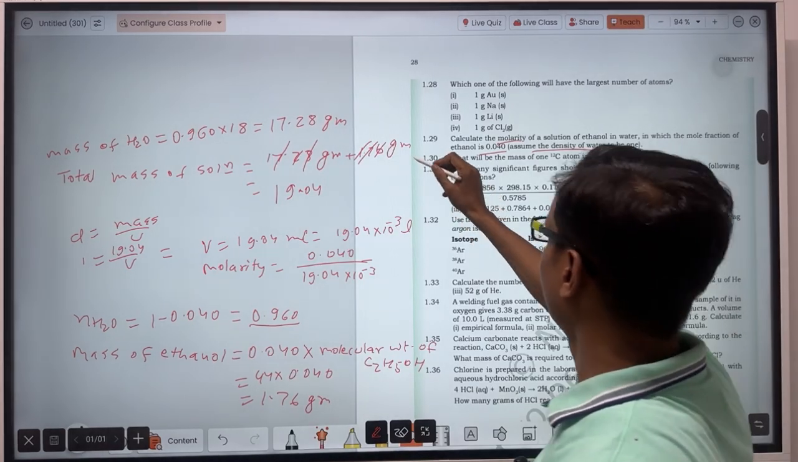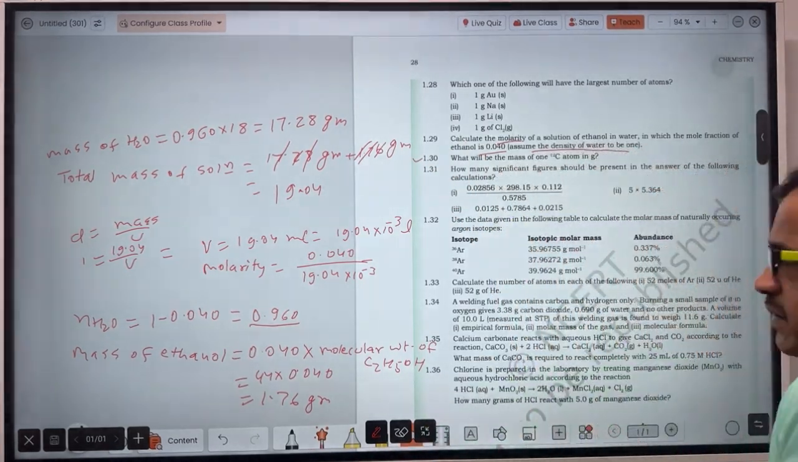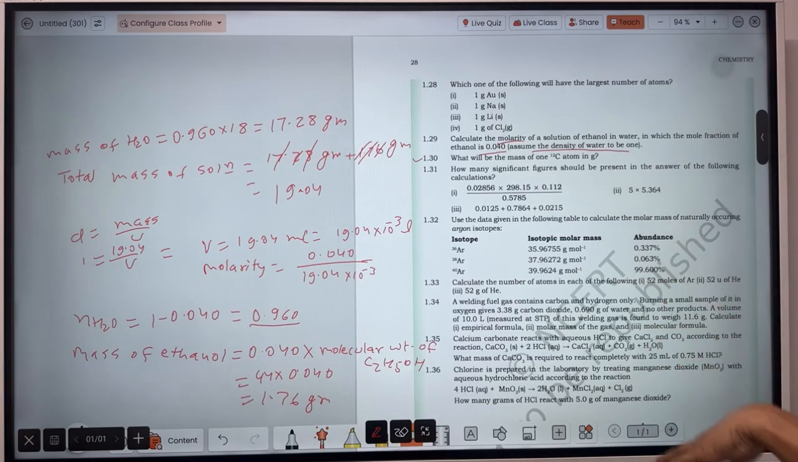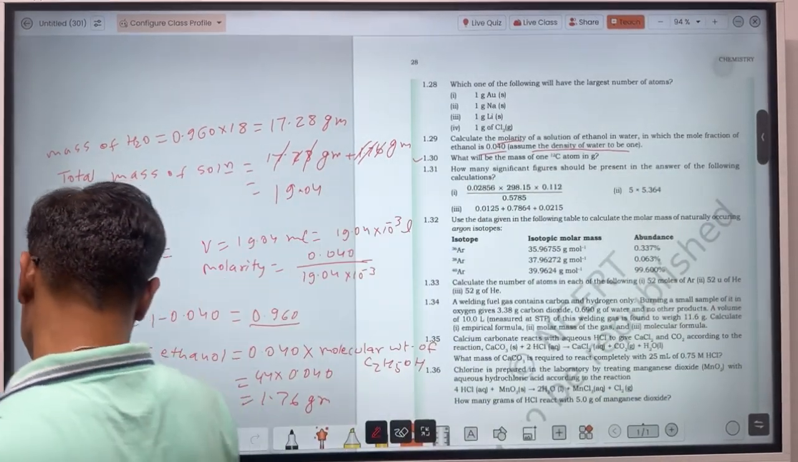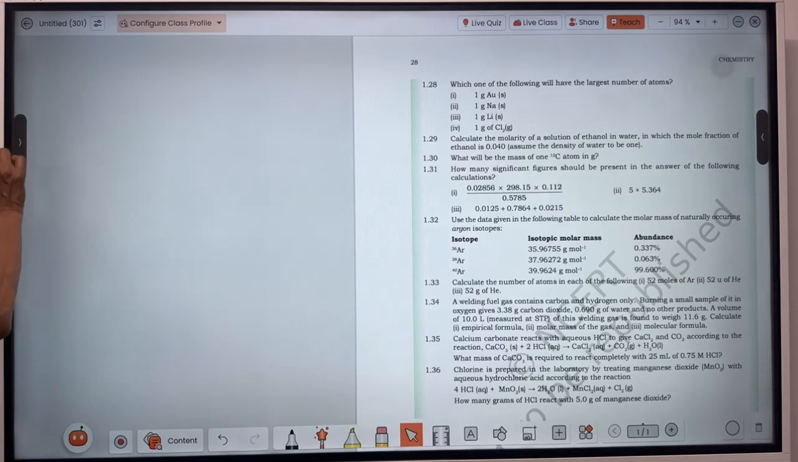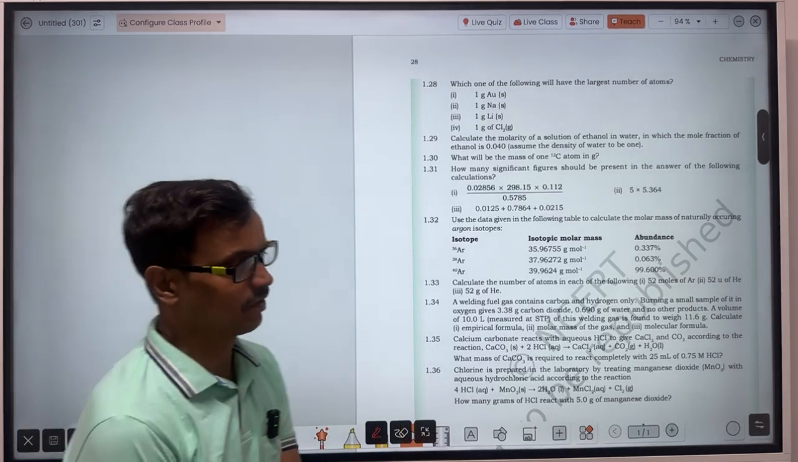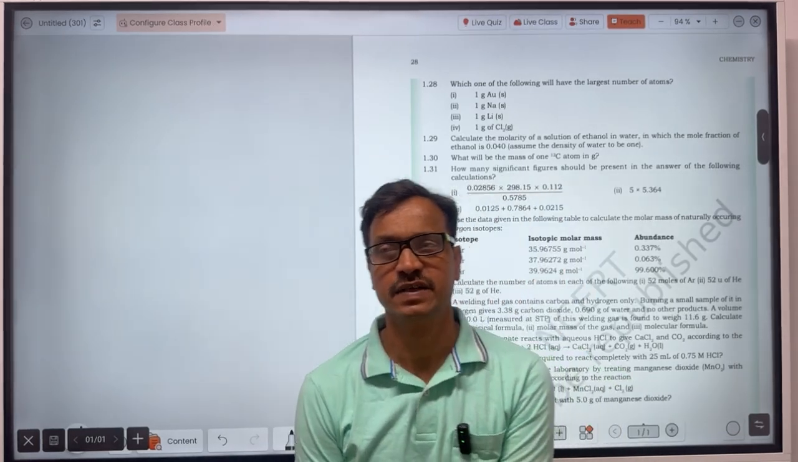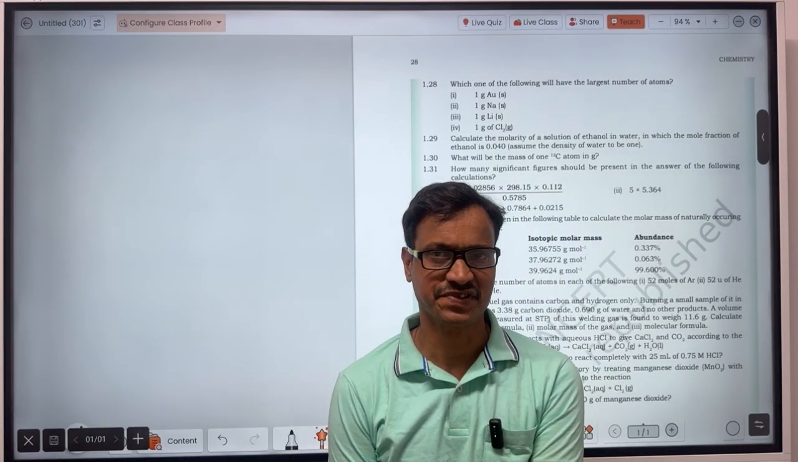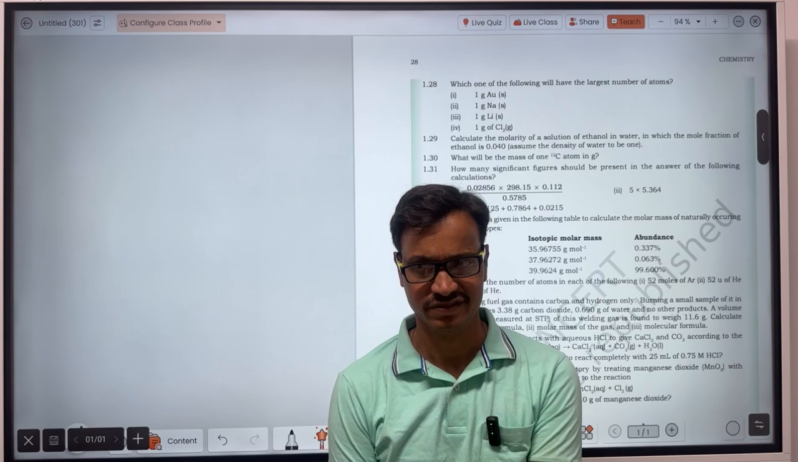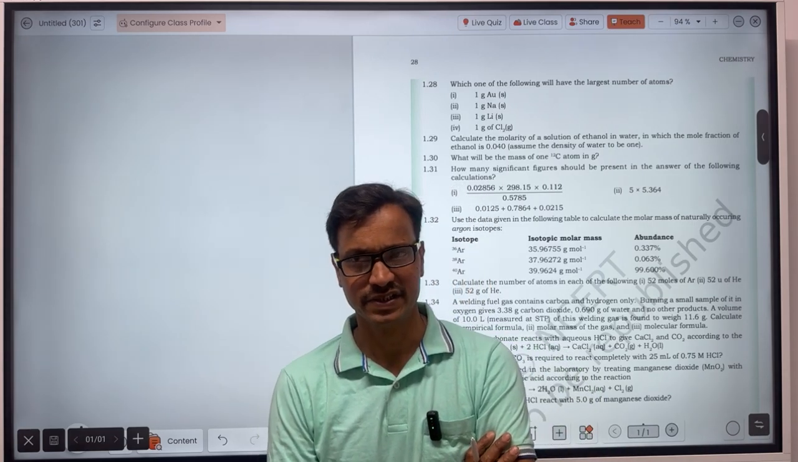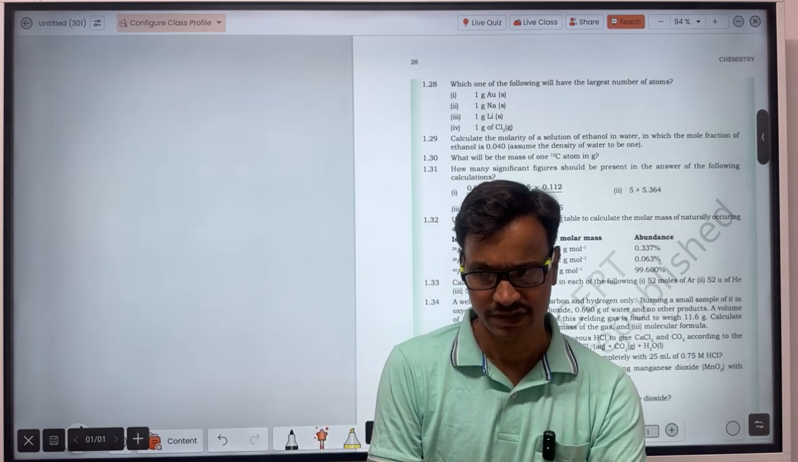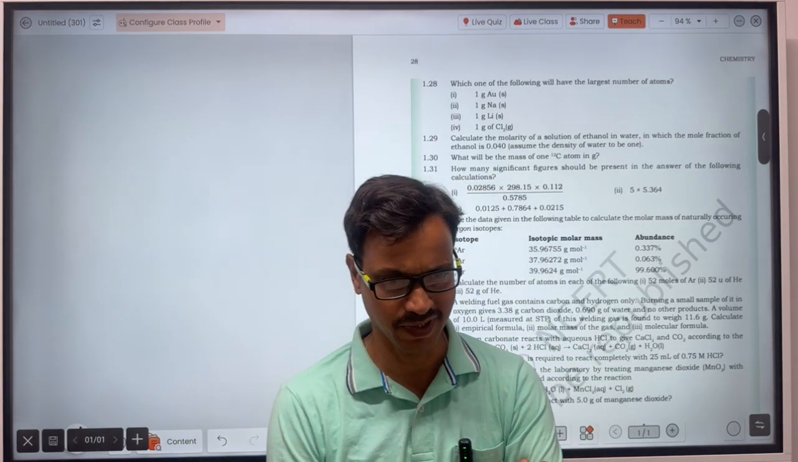Okay, now the next question is, what will be the mass of one carbon-12 atom in gram? First of all, I hope there is no problem here. Now let's see about this question. You already know the atomic weight of carbon is 12.